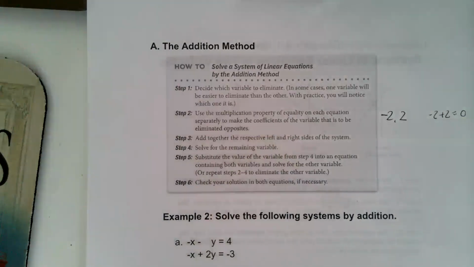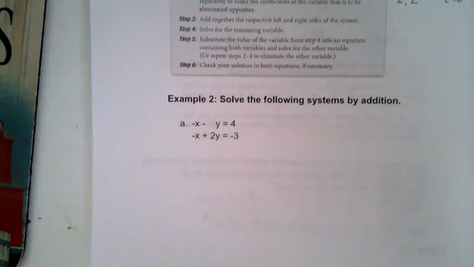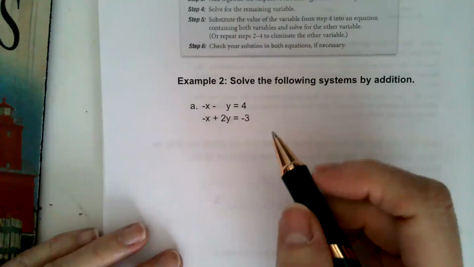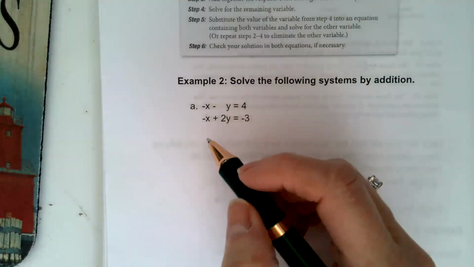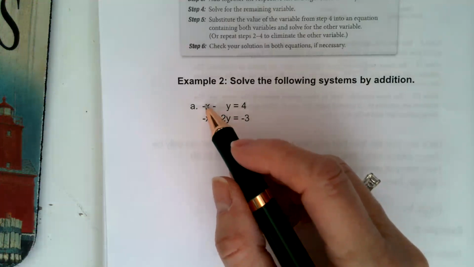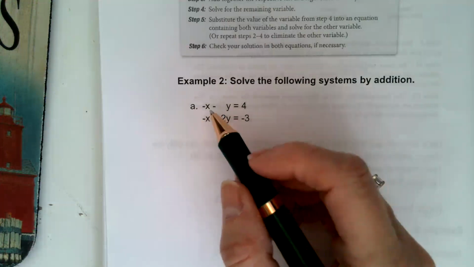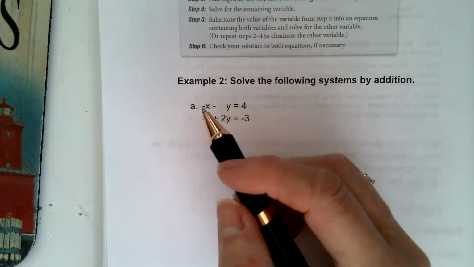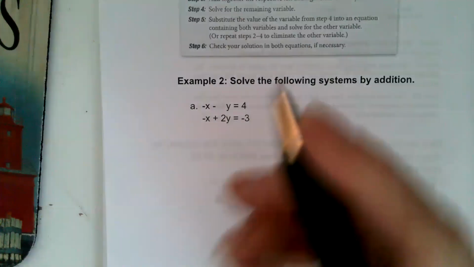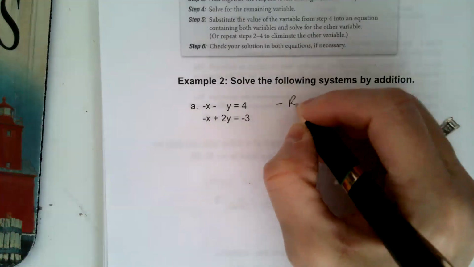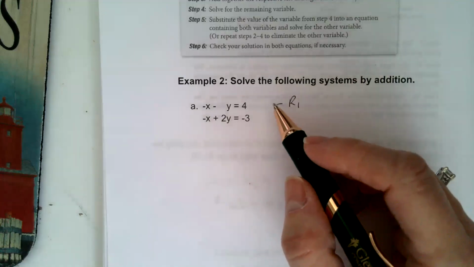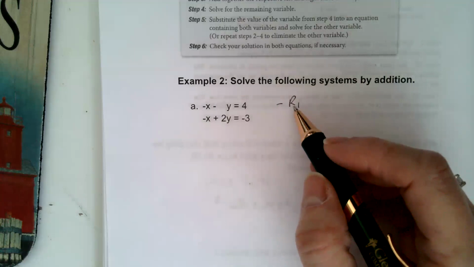So let's look at example 2. Solve the following systems by addition. So I'm going to choose to eliminate x because x in both equations has a 1, a -1. So the ones just need to make one of the rows positive and the ones will add to 0. So I'm going to say a negative of row 1. Notice that I'm telling what I'm doing, my action, and I'm telling what row I'm doing that to for directions.